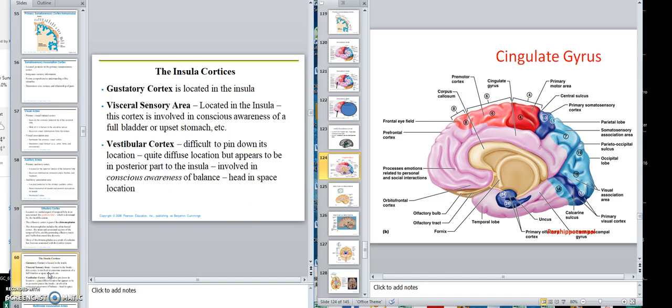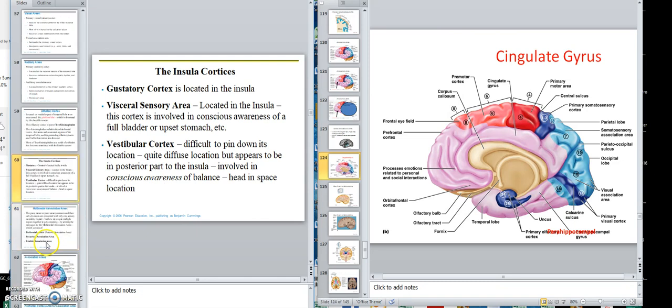The insula, remember, that was that hidden area. The gustatory, taste cortex is on the insula. Visceral is on the insula, involved in awareness of a full bladder, upset stomach. Vestibular is difficult to pin down its location. That's the balance area.